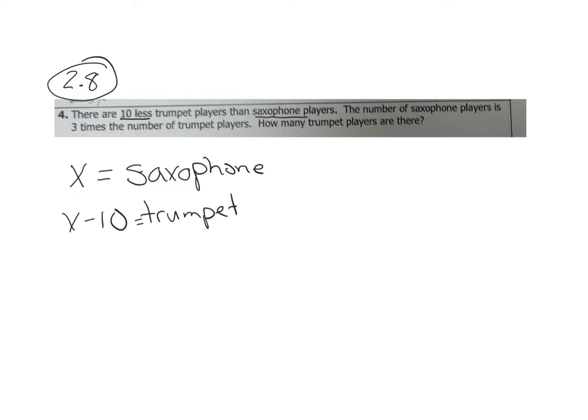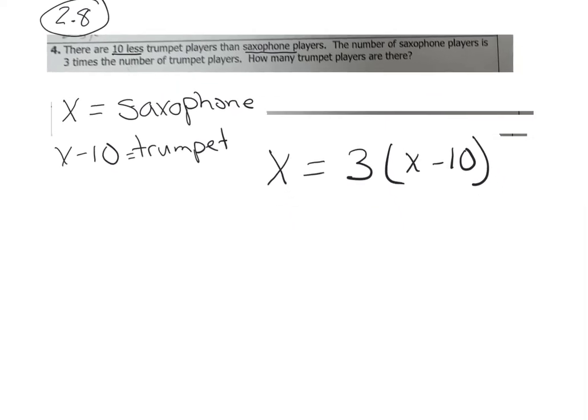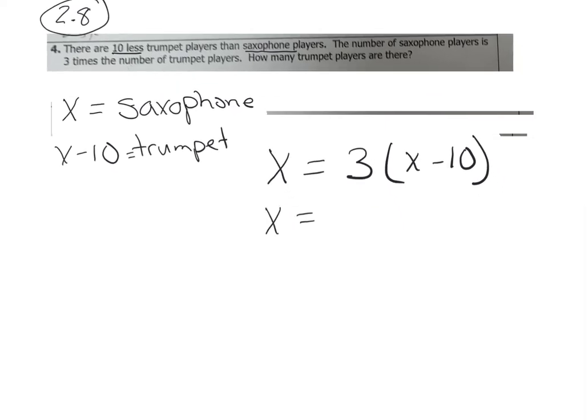Now we can go on to the next part of our question. The number of saxophone players is 3 times the number of trumpet players. So saxophone equals 3. What was trumpet players? X minus 10. So that's your equation you're going to solve. So we got to solve for X. So X equals 3X minus 30.